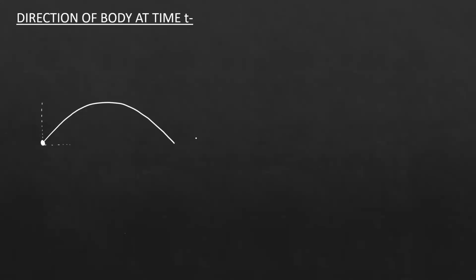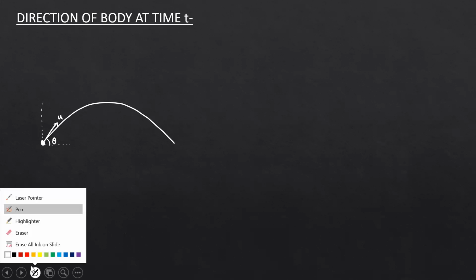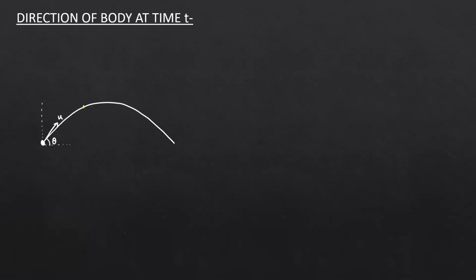Here we are given a problem where we need to find the direction of the body at any time t. That is, a body is projected with a speed u at an angle theta with the horizontal. So we know it is going to follow a parabolic path. And then at any time t, let us say that the particle is somewhere here. So how do you find the direction of the body? We need to find the direction of the body at time t.